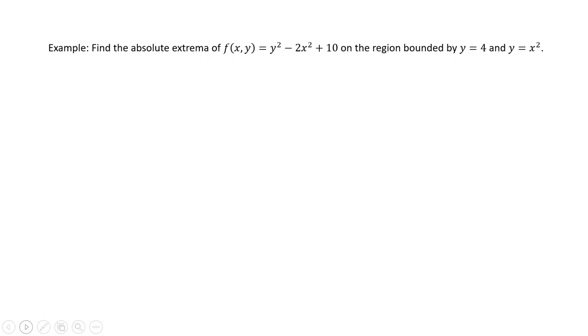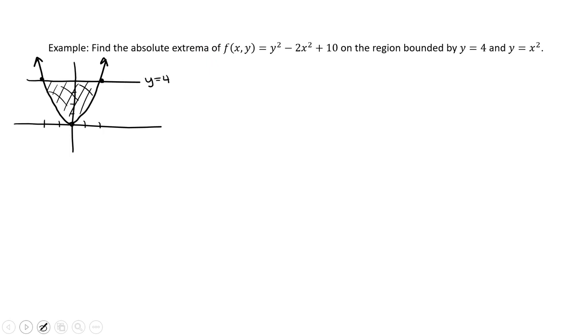All right, let's do one more that's similar. Let's see if we can find the absolute extrema of the function f of x, y equals y squared minus 2x squared plus 10 on the region bounded by y equals 4 and y equals x squared. So first thing I'm going to do is draw that region: the horizontal line y equals 4, and that parabola y equals x squared. And then I'm going to see if I have any critical points inside that region.